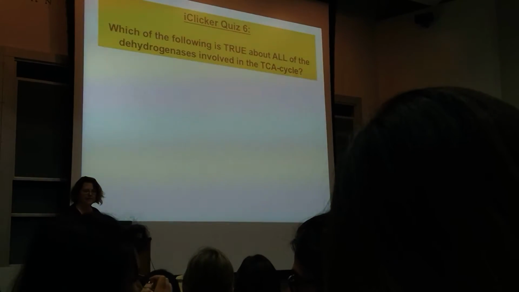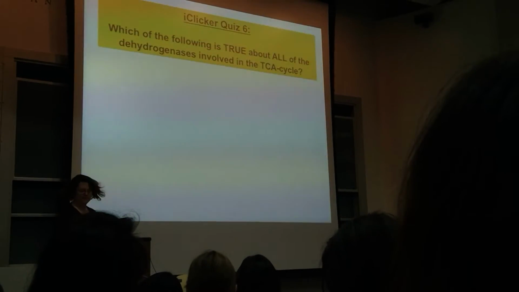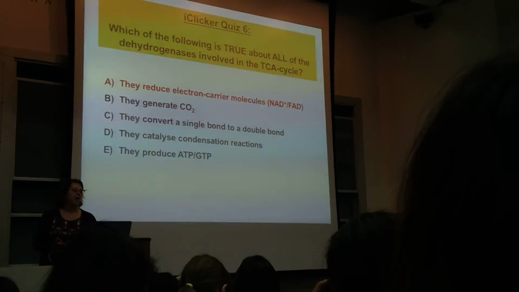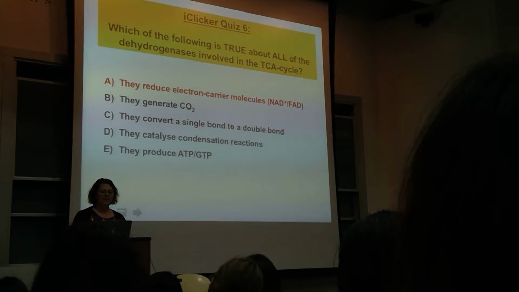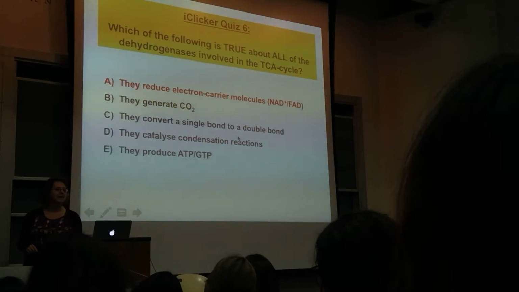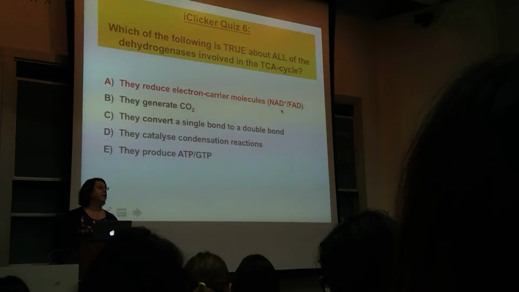Sulfuric acid, is it an essential nutrient? No, it was not. Lipoic acid. Okay. Its function is energy production, because it's an electron carrier molecule. If you overthought this question, you might be thinking that maybe they convert a single bond to a double bond. Some of them do, but in every case, it's about reducing electron carrier molecules.